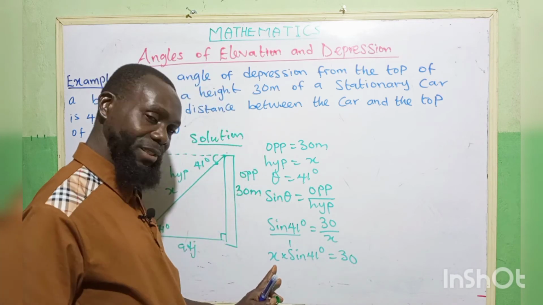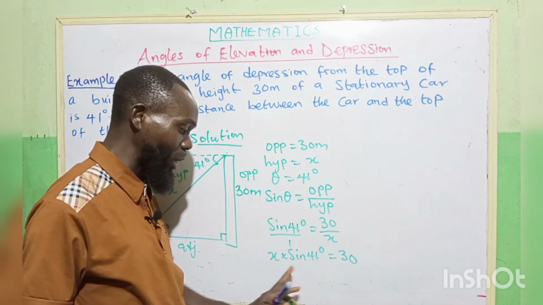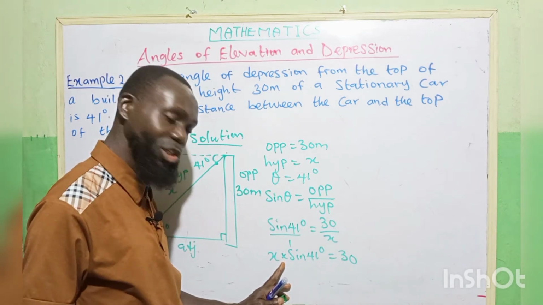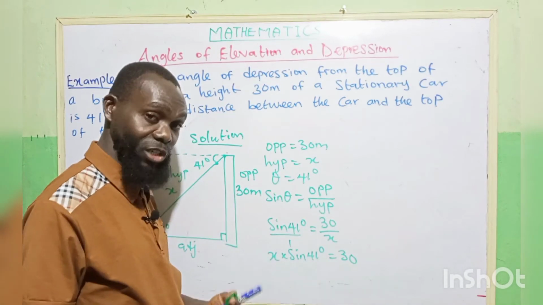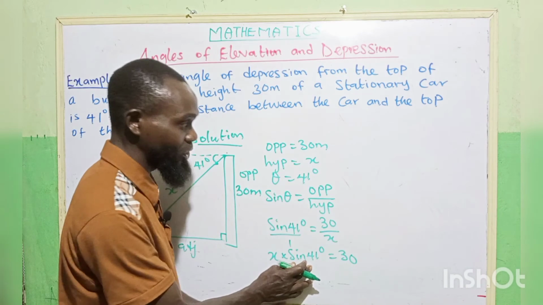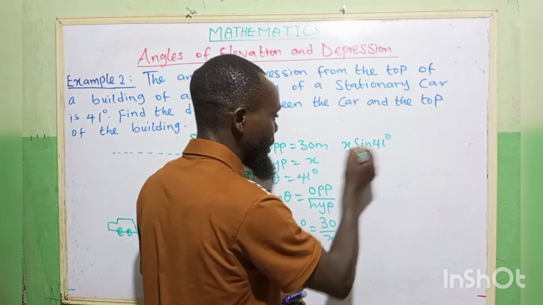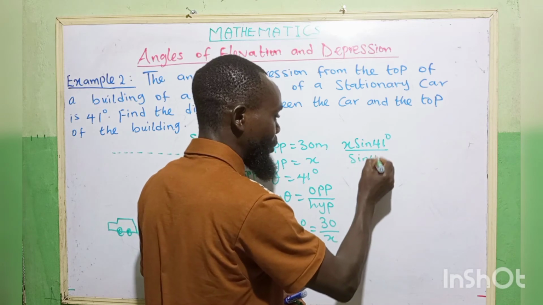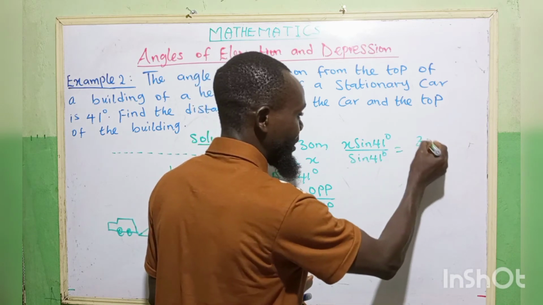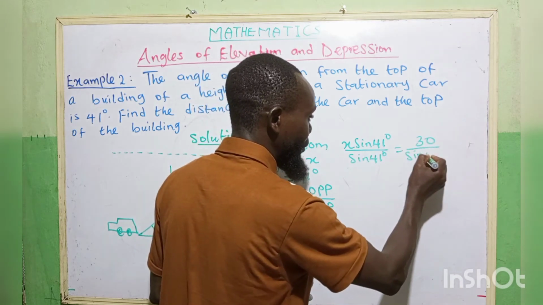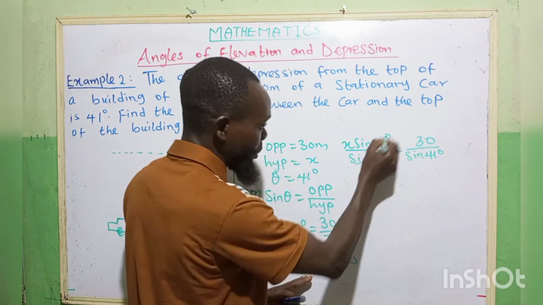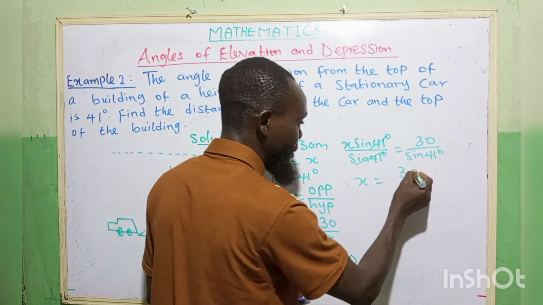I need my x, and it is joined to sine 41 by multiplication. So the opposite of multiplication is division. I have to divide both sides by sine 41 degree. So x sine 41 degree divided by sine 41 degree is equal to 30 divided by sine 41 degree. So this cancels this, and my x equals 30 over sine 41 degree.